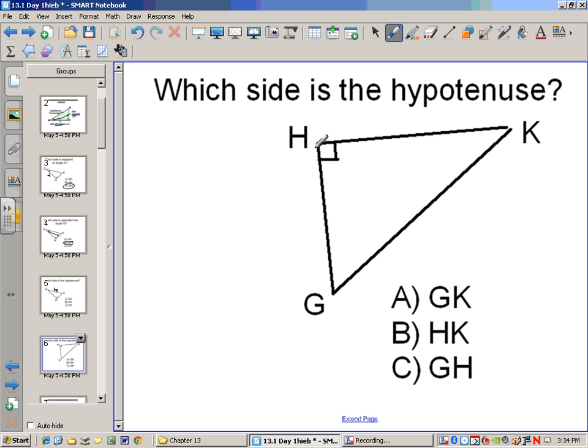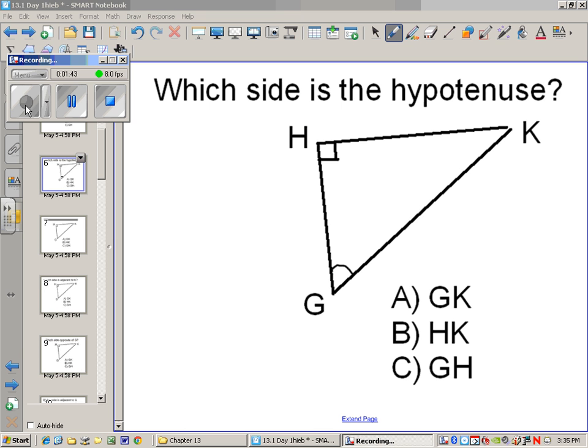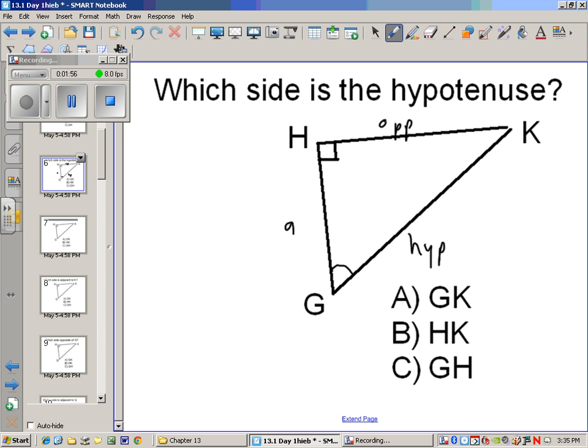Now in this situation, I want you to pause the video and think about which side is the hypotenuse and which sides are opposite and adjacent from angle G. All right, now hypotenuse is going to be this one over here because it's opposite of the 90 degrees. Opposite of G would be HK. Adjacent of G would be this third side, GH.